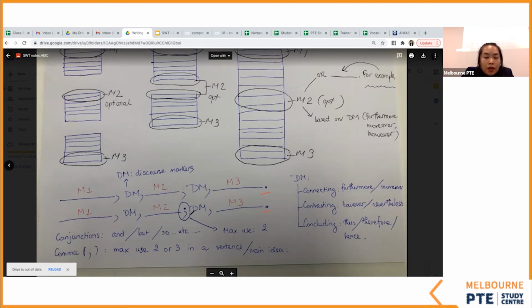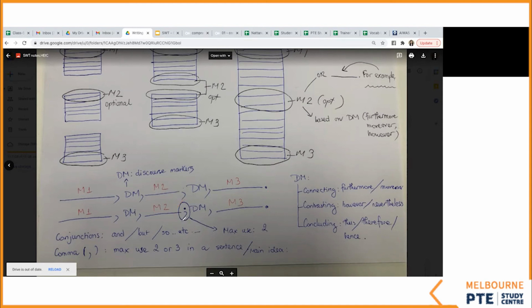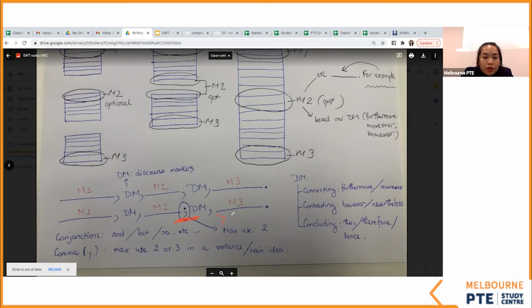Okay. Now, if you don't like to use a comma, you can always use the semicolon, but it doesn't make any difference. However, for semicolon, remember, if you aim for 79, the maximum use is only one. Okay, only one semicolon in your summary. If you aim for 65, you can use a maximum of 2. Right, but for me, I would use a comma. Better. Okay.